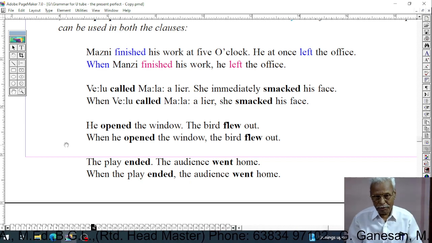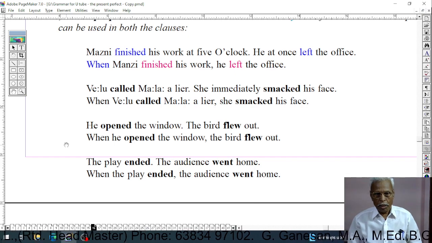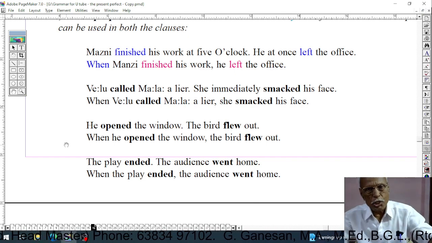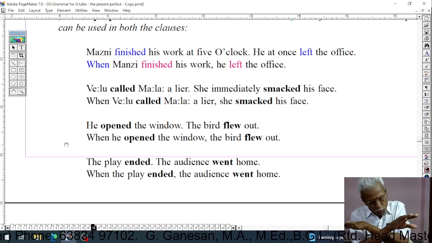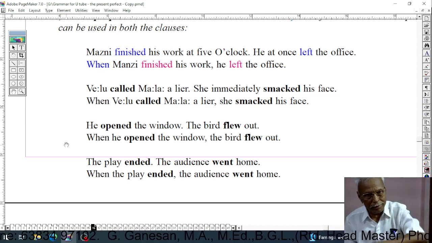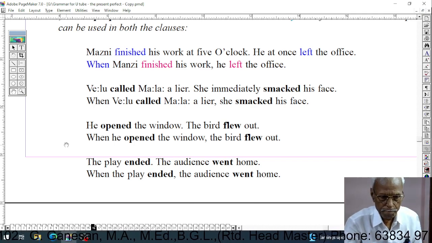The play ended. The audience went home. When the play ended, the audience went home. As soon as the play ended, the audience went home. So, the two actions which happened one after another in the past have been expressed using simple past.